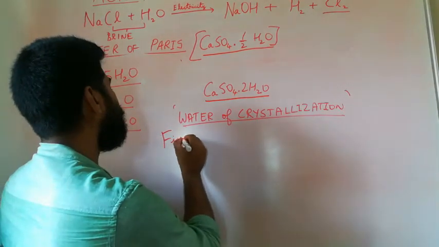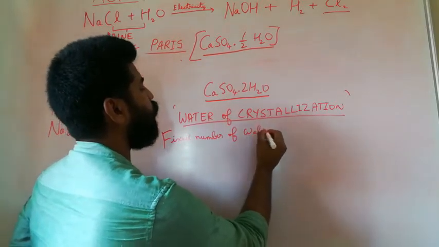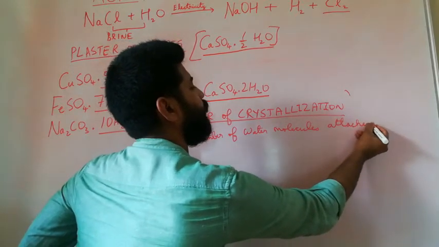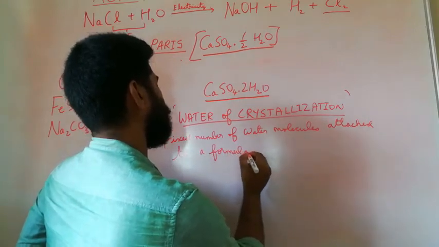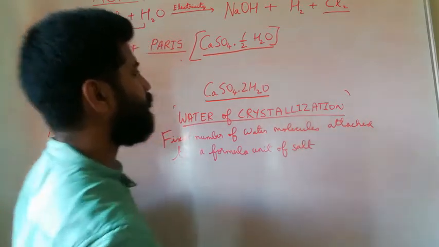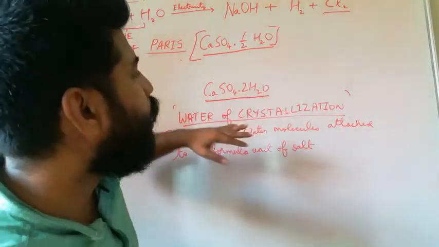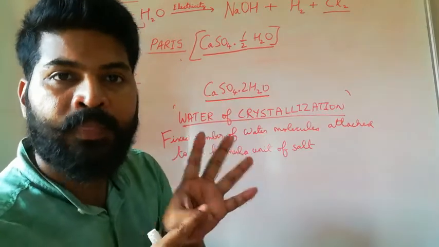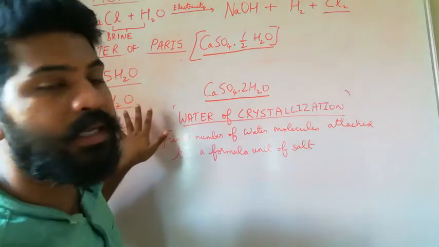These are nothing but the fixed number of water molecules attached to a formula unit of a salt. So we have a salt, it has its formula, to that these are attached. The thing is, this can be easily removed by heating. So when salts lose their water of crystallization, they will lose their color, they will lose also their property, as we saw in the activity of copper sulfate and ferrous sulfate.